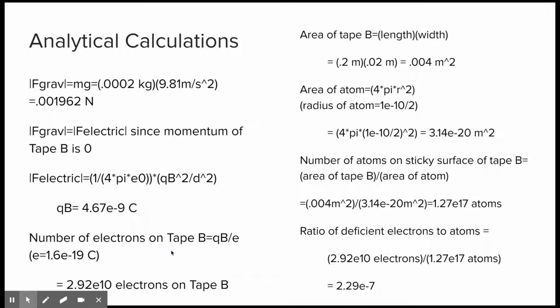To find the number of atoms on tape B, I divided the area of tape B by the area of an atom to get 1.27 times 10^17 atoms. And the ratio of electrons to atoms is 2.29 times 10^-7, indicating a loss of electrons as the tape became positively charged.